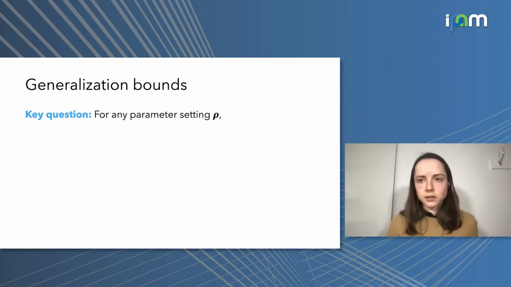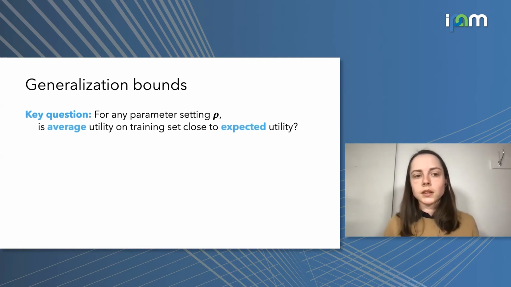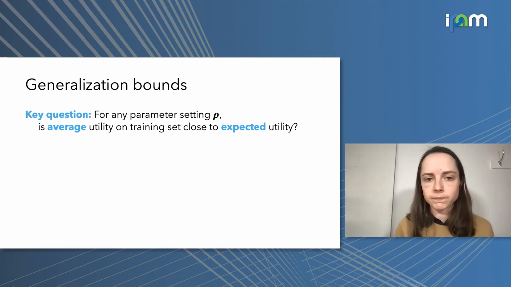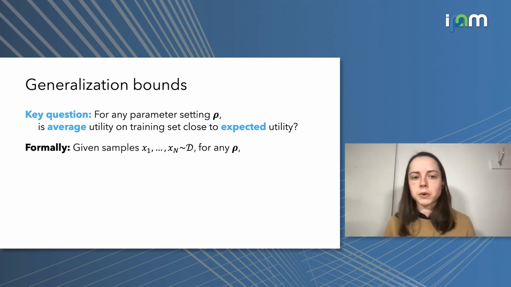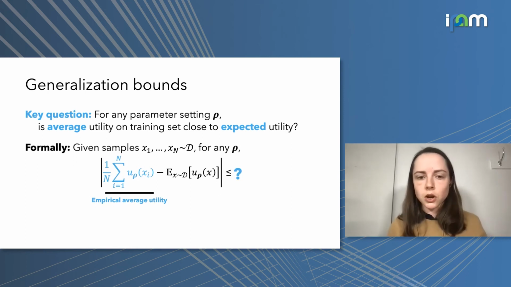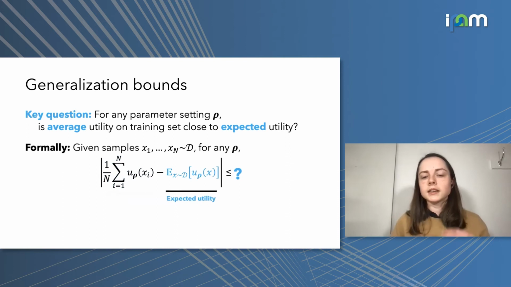So now with this notation, let me formalize the question that I mentioned earlier on. The key question we want to answer is, for any choice of the algorithm's parameters, is that algorithm's average utility over the training set close to its expected utility on this unknown application-specific distribution? Written mathematically, given a training set, x1 up through xn, of problem instances sampled from this application-specific distribution, we want to know, for any choice of our parameter setting, what's the difference between that parameter setting's average empirical utility over the training set and its expected utility on this unknown application-specific distribution?